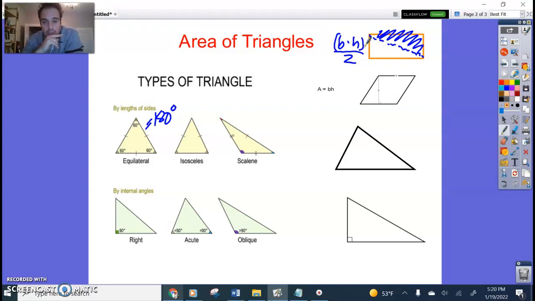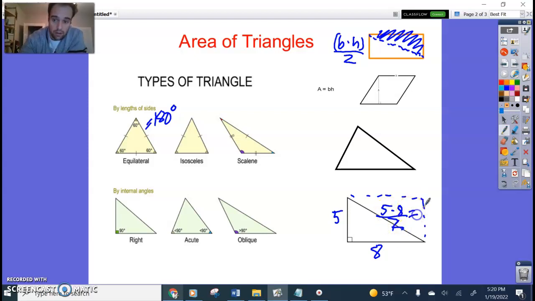Measure that in a second. So if we were looking at this right triangle down here, which is the most similar to that rectangle, let's say this was 5 and this was 8. If it were a complete rectangle, I would do 5 times 8 and get 40. But because I split it in half to make a triangle, I then divide it by 2. So that's 5 times 8 is 40, divided by 2. The area should be 20 square units, whatever that might be, inches, centimeters, whatever.